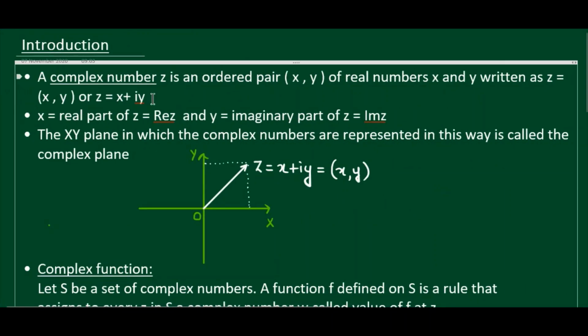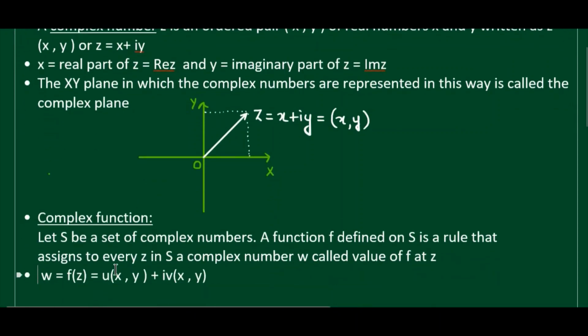A complex number is an ordered pair (x, y) where x and y are real numbers. It is written as z equal to the ordered pair (x, y) or z equal to x plus iy, where x is the real part of z and y is the imaginary part of z. The xy plane in which the complex numbers are represented in the figure given below is called the complex plane.